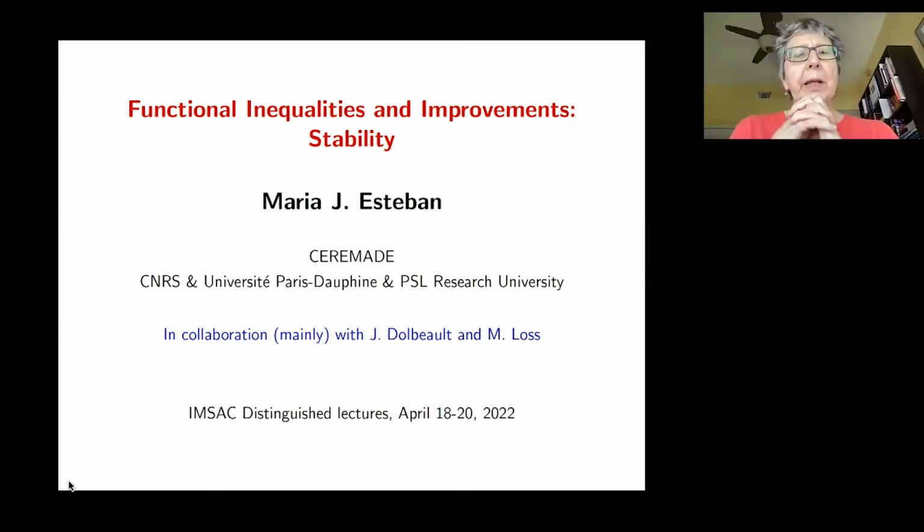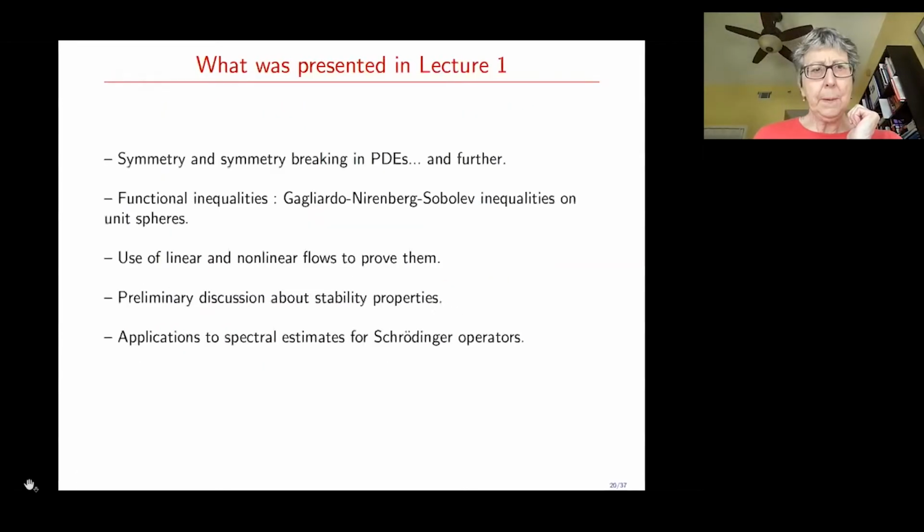I will continue with what I was explaining on Monday about functional inequalities and improvements. I recall very briefly what I did last time. I spoke a little bit about symmetry and symmetry breaking issues for PDEs and variational problems. I discussed in an abstract way and then in a concrete way some functional inequalities, in particular Gagliardo-Nirenberg-Sobolev inequalities on unit spheres. And I explained why functional inequalities play a very important role in various fields of mathematics like PDEs, analysis, differential geometry, probability, and mathematical physics.